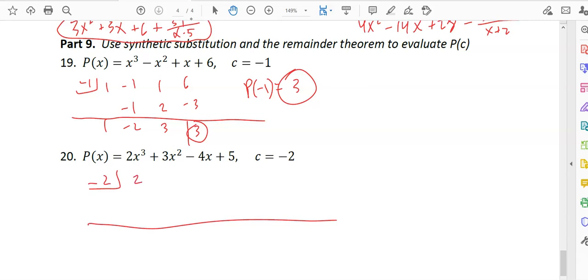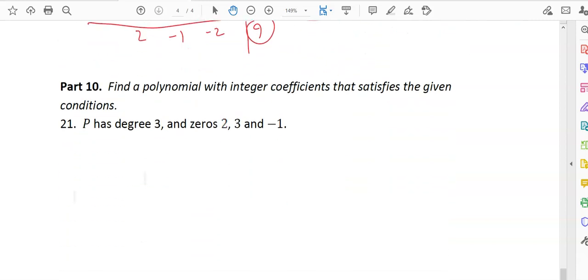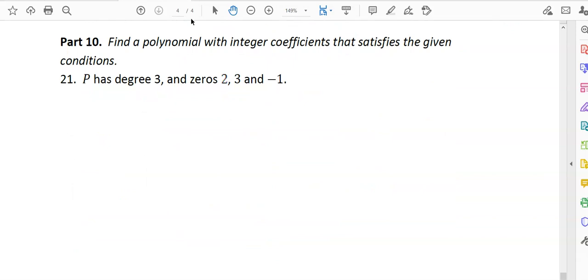So 2, 3, negative 4, 5. I didn't have any missing terms, so these were a little bit easier. So negative 4, negative 1, 2, negative 2, 4, 9. So 9 is my answer on this one. So the question would be, what is p of negative 2? The answer is 9. I think this might be the last problem. Wow, we're already there. Okay, time flies when you're having fun here.